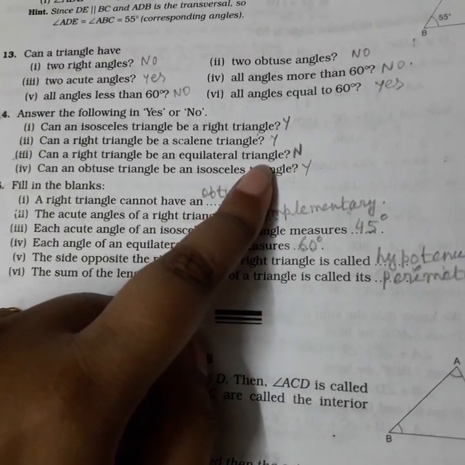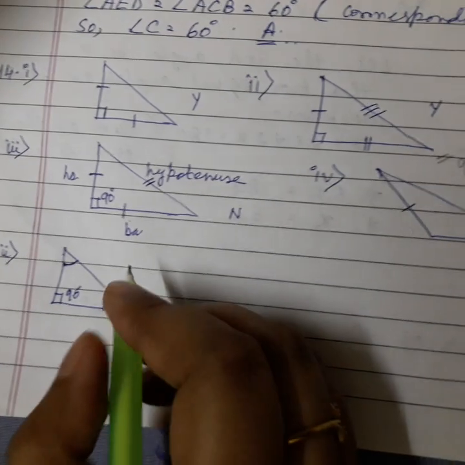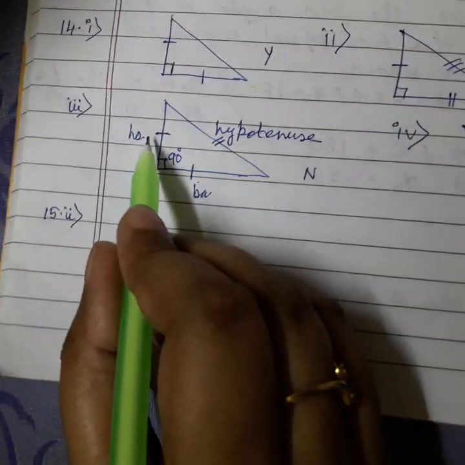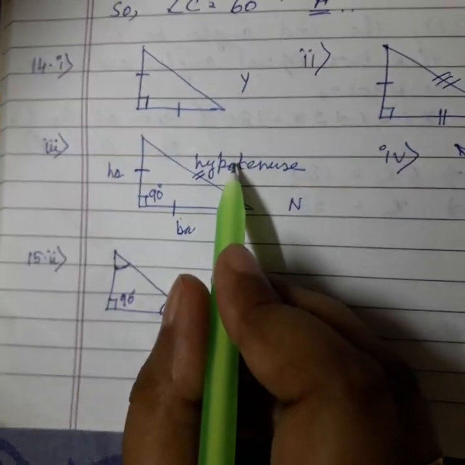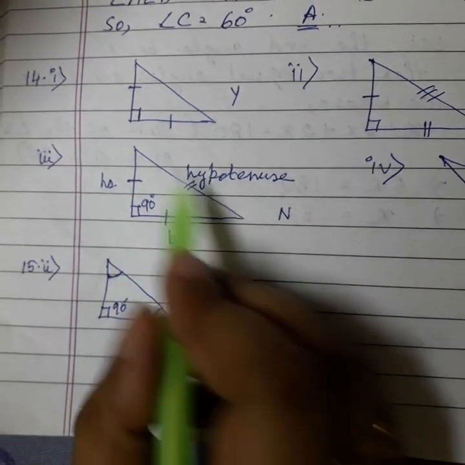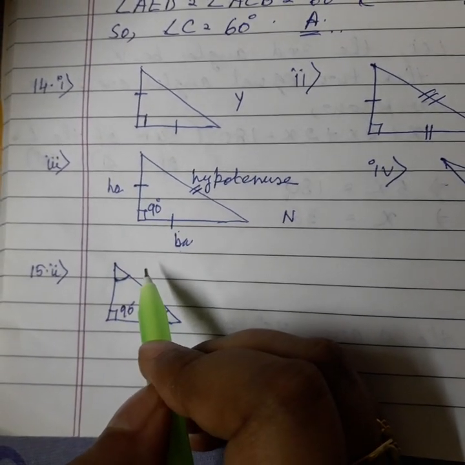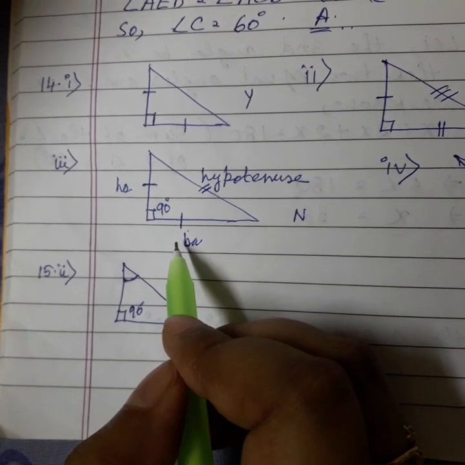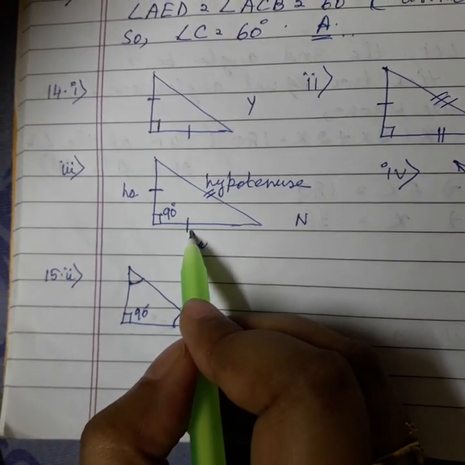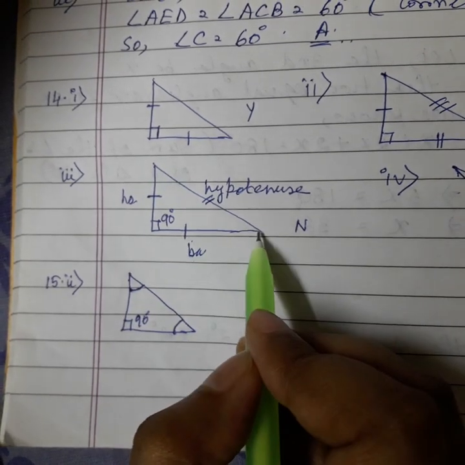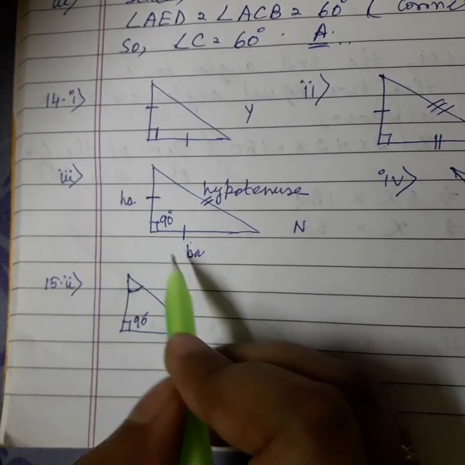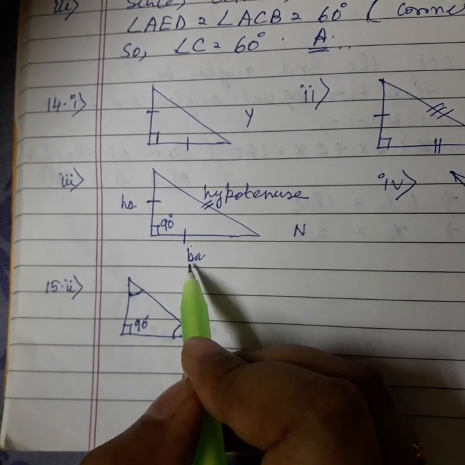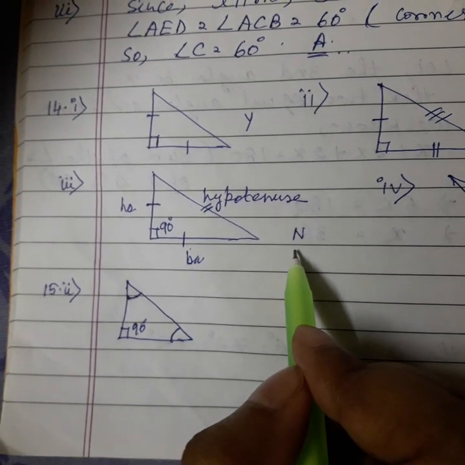If we draw the right triangle, this is height, this is base, and this is hypotenuse. So will this right triangle be an equilateral triangle? Equilateral triangle means we know all the sides are equal, but here in a right triangle height and base may be equal, but hypotenuse will always be greater than height and base. That means three sides are not equal, so the answer will be no.